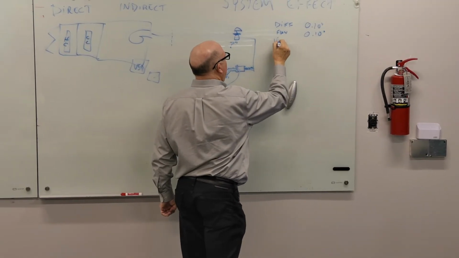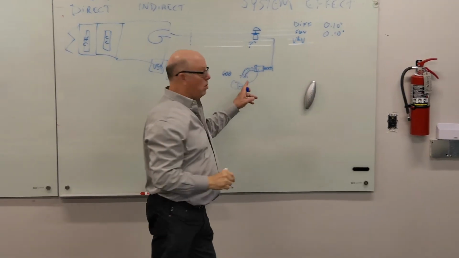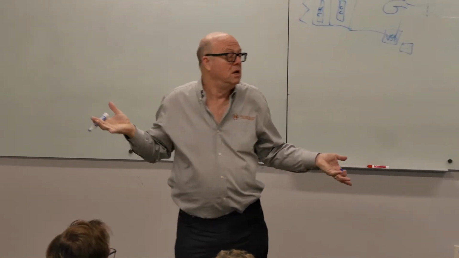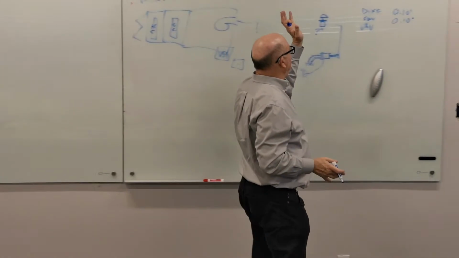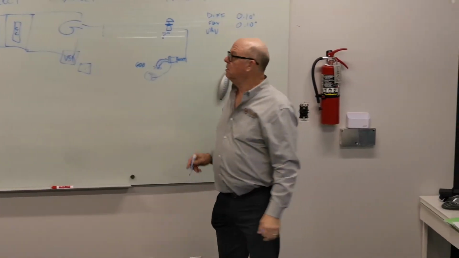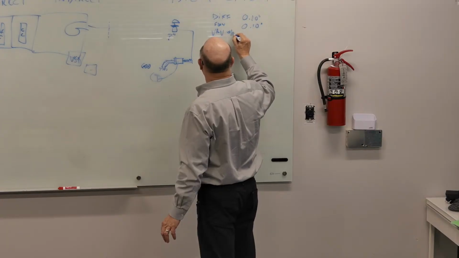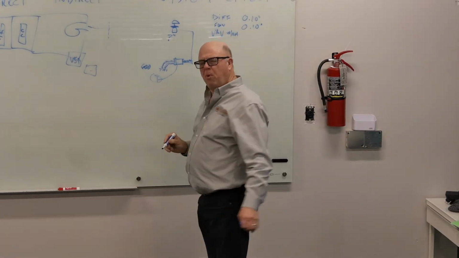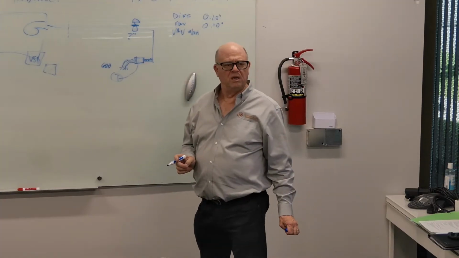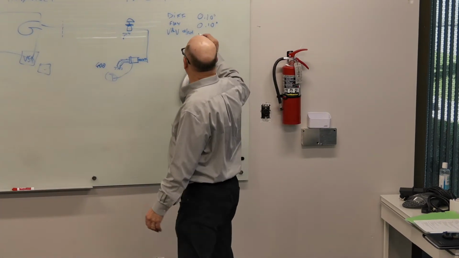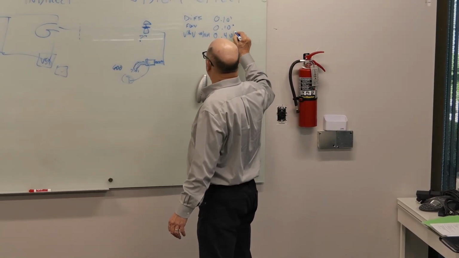Then you've got the VAV box with a reheat coil, because with the reheat coil, there's more resistance than without, right? So what's a good number for a VAV box with a reheat coil? Anybody got a number they like? 0.5 is probably a little heavy. It's all of 0.3, somewhere in between. I don't know. Let's put 0.4 just for the sake of argument.